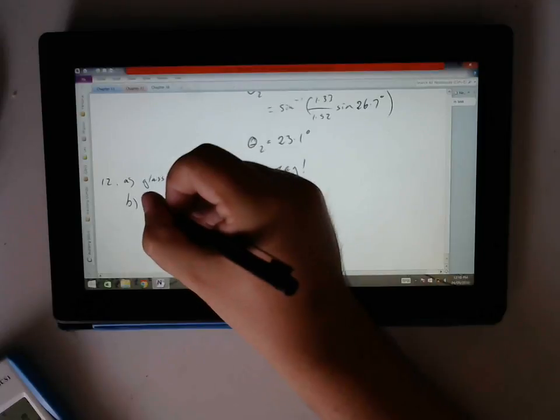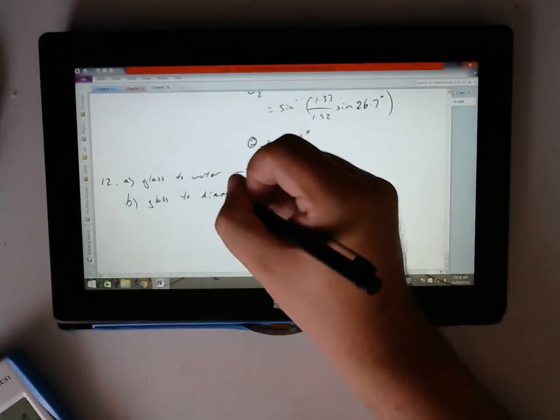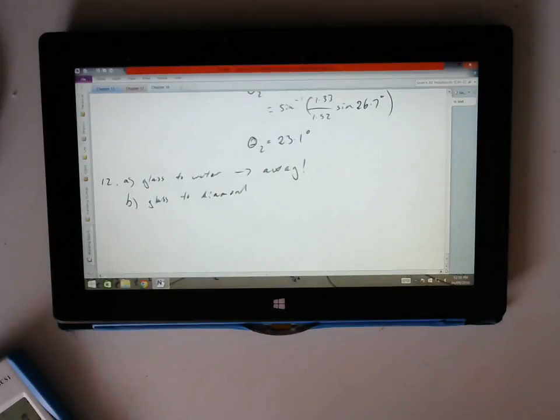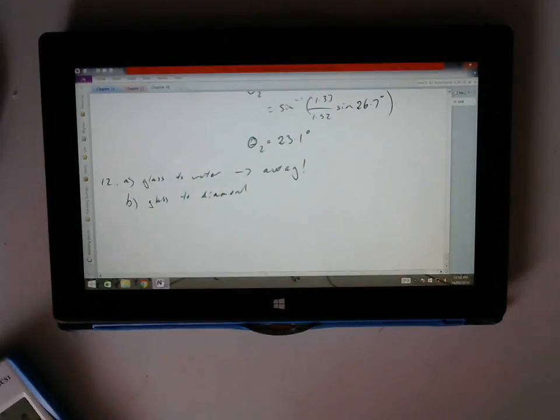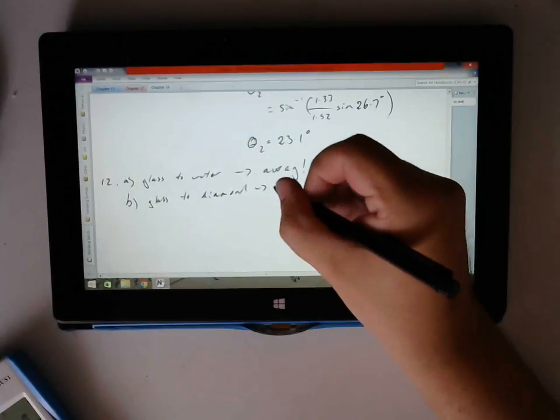B, glass to diamond. Okay, diamond is one of the most dense types of material. If you go back to that table right at the start of the chapter, the 18.1 table that we used for a couple of questions, we would see diamond's got an n of 2.4, glass was an n of about 1.5-ish, so that means that diamond is more dense, so it would bend towards.